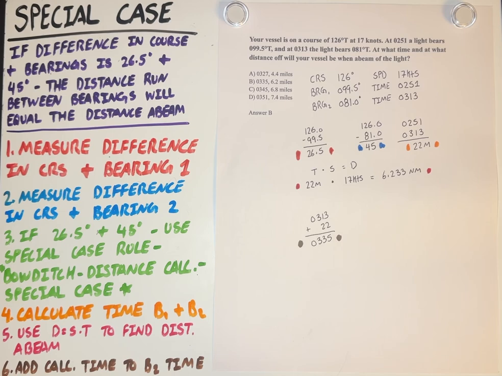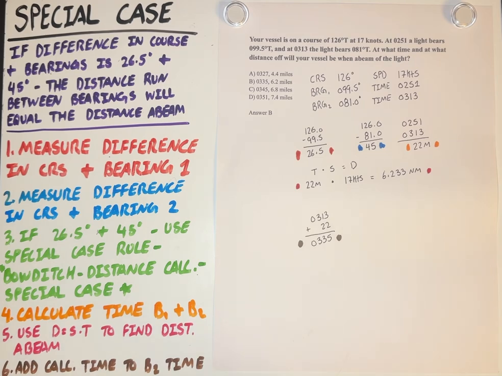correct. We can take it the next step further and add the same time that it took us to get from bearing 1 to bearing 2 to get to that distance abeam. So we add time of 22 minutes to bearing number 2, 0313, to get our time abeam, 0335.